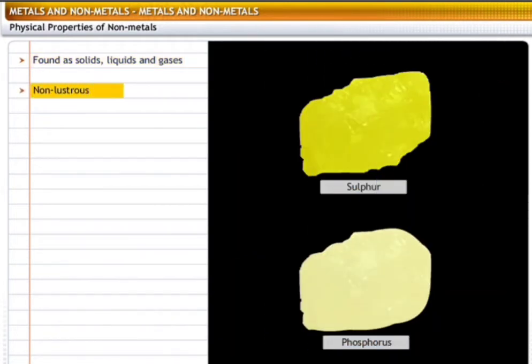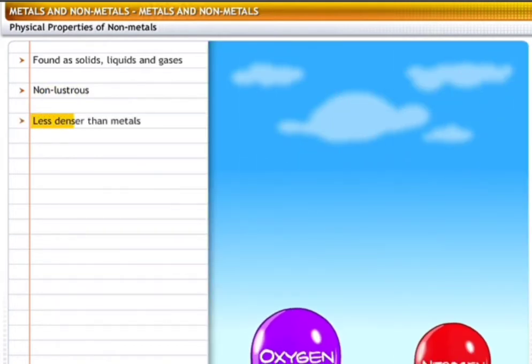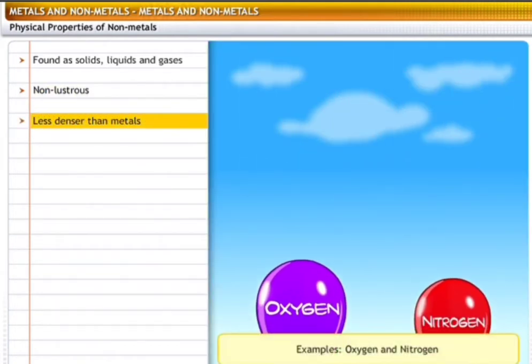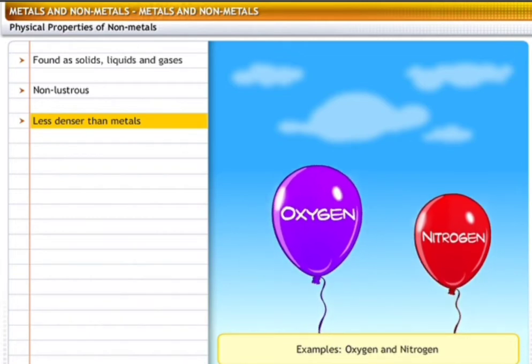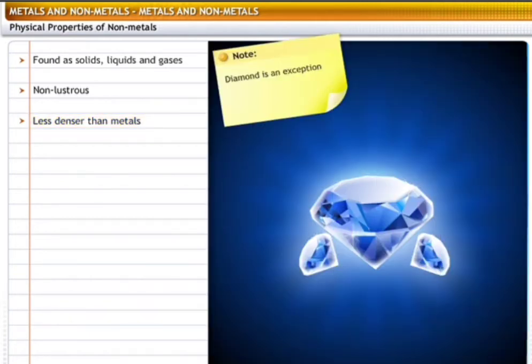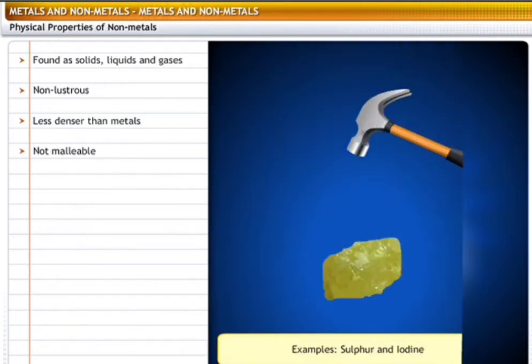Nonmetals are non-lustrous, that is, they have a dull appearance. For example, the surfaces of sulfur and phosphorus do not shine. Most nonmetals have a very low density. For example, oxygen and nitrogen are lighter than air. The exception is diamond, a form of carbon. Diamond is one of the strongest known substances. This is because carbon, in this form, has a very high density.